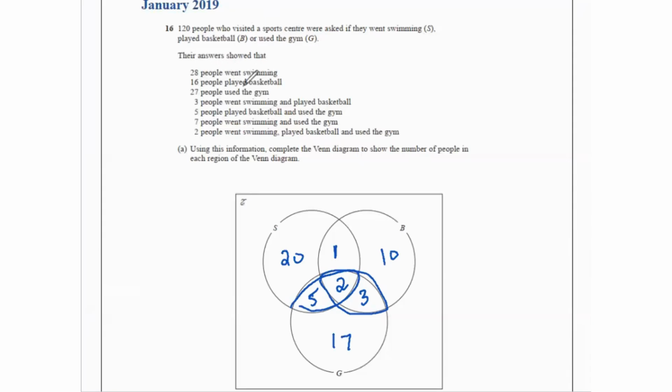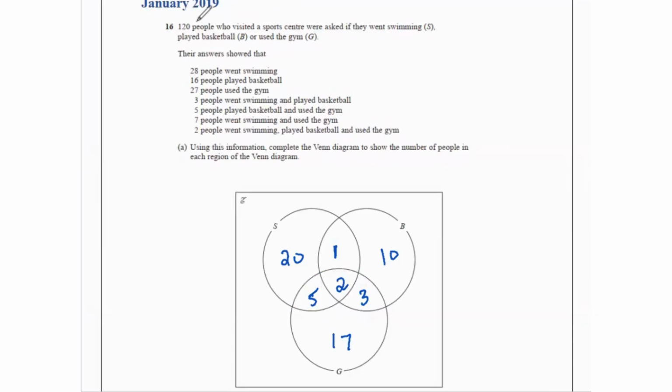Remember, when they say 28 people went swimming, they're talking about all of the elements in swimming. If they say just swimming or only swimming, then it would be 20. So you have to be very careful with the wordings given in the question and then write the values according to that. Now, if you notice, total number of people is 120. So we have to cross-check these values and see if they add up to 120 or not. Because if they don't, then that means there's something outside as well.